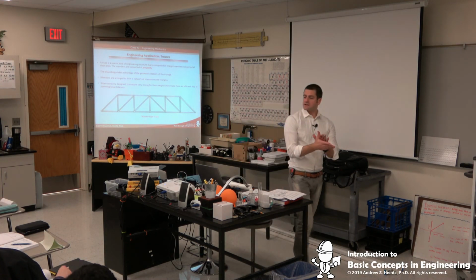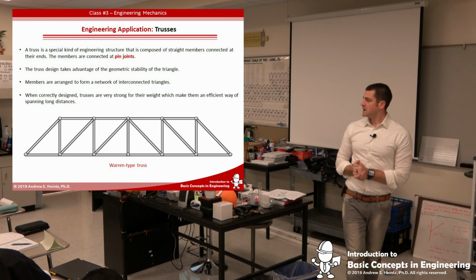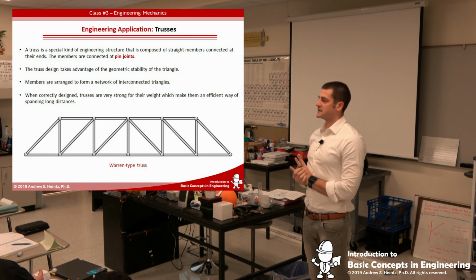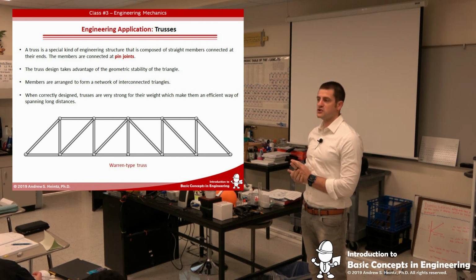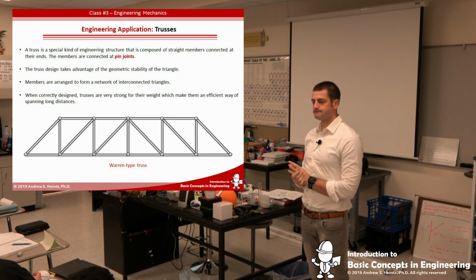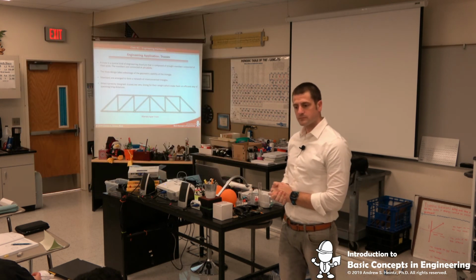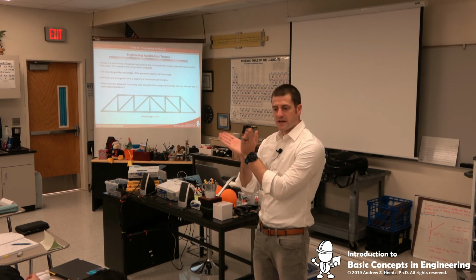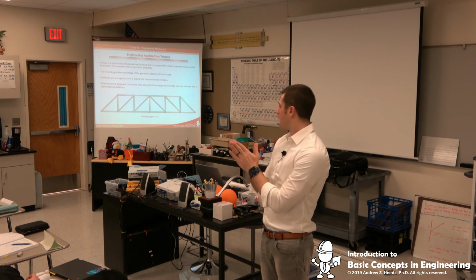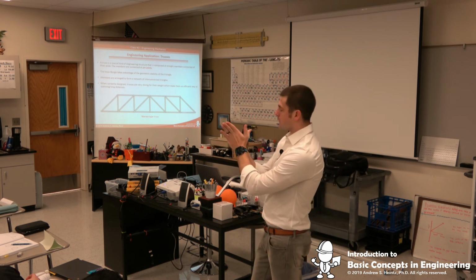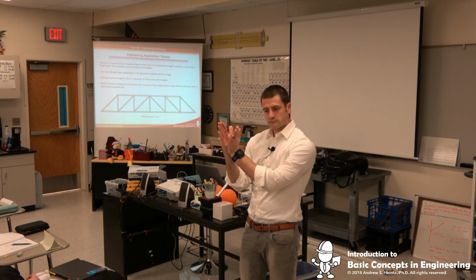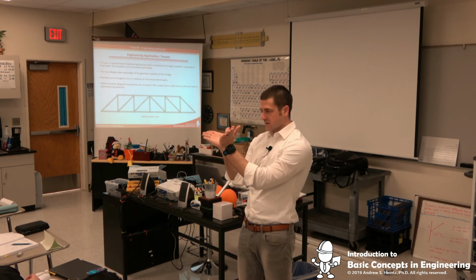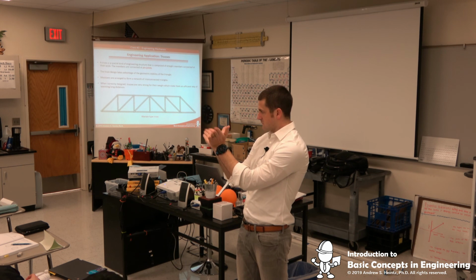All right. So now we get to the first engineering application of the semester. A truss is a special kind of engineering structure that's composed of straight members connected at their ends. These members are connected at what we call a pin joint. So does anybody know what a pin joint is? What's a pin joint? Yeah, so fundamentally what we mean by a pin joint is that it can move. In this case it will stay in the same location, but it can pivot, whereas a slide joint would be able to actually move back and forth. That makes sense?